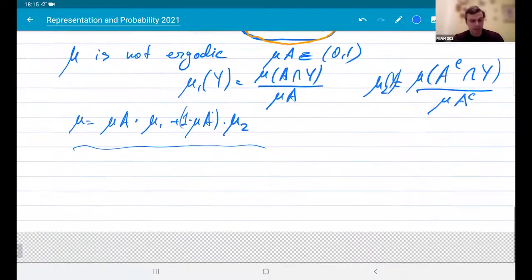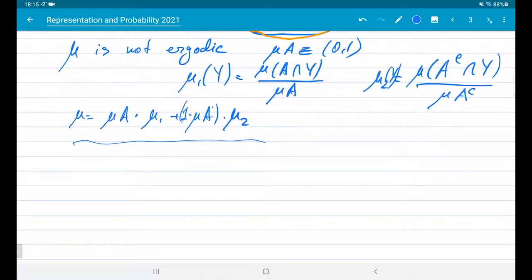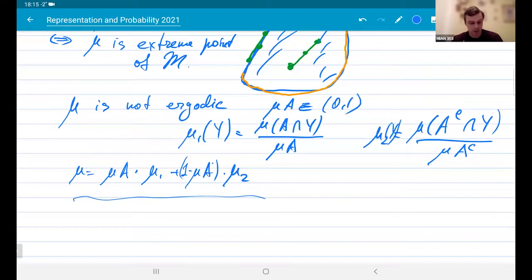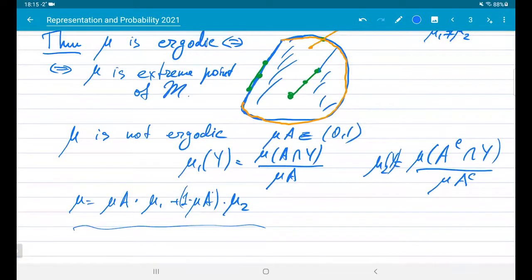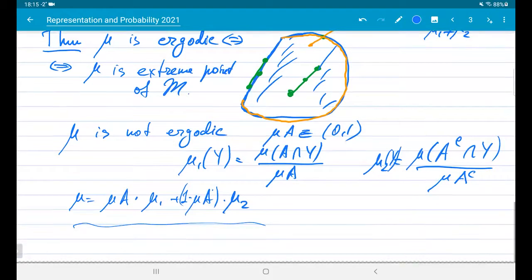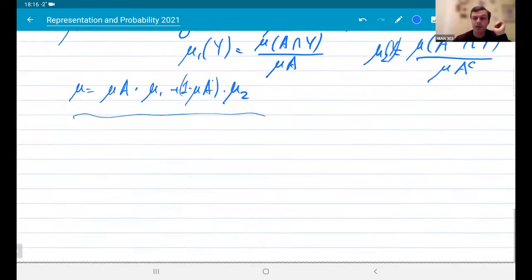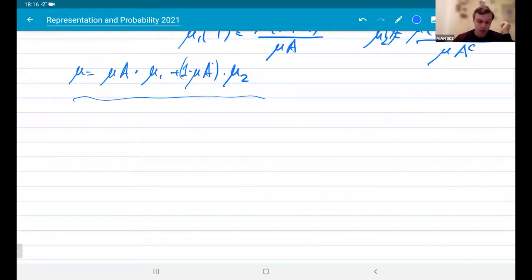Sorry, I have a question. When we say that a measure is ergodic, we mean that it is ergodic with respect to a fixed map T, yes? Yes, yes. The map T is here fixed, of course. In fact, here is the question.